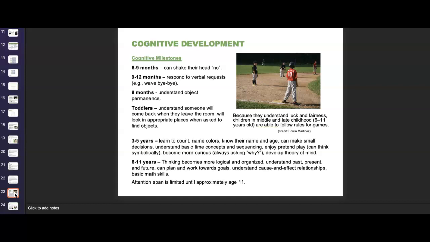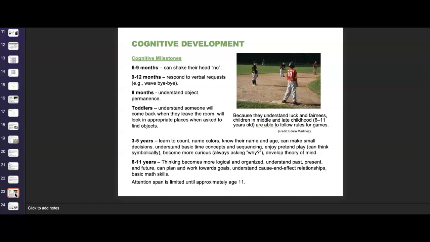From 3 to 5 years, they can learn to count, name colors, know their name and age, can make small decisions, understand basic time concepts and sequencing, enjoy pretend play, become more curious, this is when they begin to ask why, and develop theory of mind.